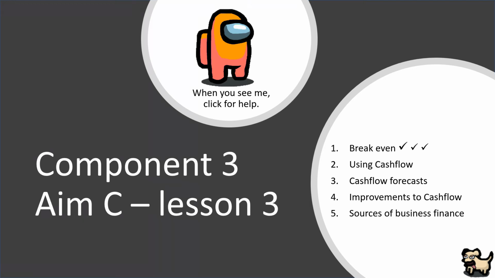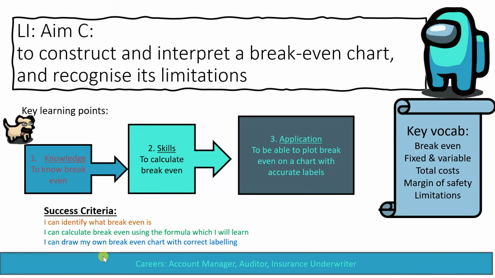Welcome to Component 3 AMC Lesson 3. This is the third and final lesson on break-even. For this lesson, we are very much looking at the benefits and limitations of using break-even analysis. So we'll have a quick dabble with remembering how to calculate break-even and what's needed on charts of break-even, but we're now looking at the analysis of using this as a financial tool.